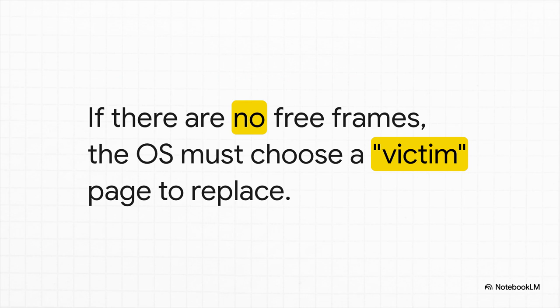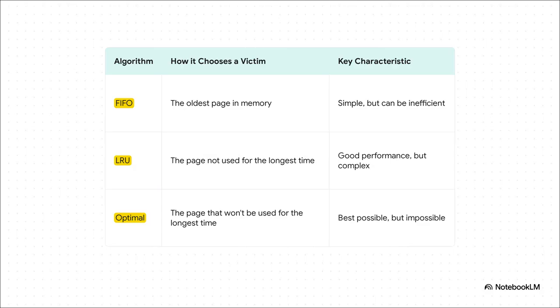But there's a catch. What happens when RAM is already completely full? There are no free frames. Now the OS has to make a tough call. It has to choose a victim, one of the pages currently in memory, to kick out and send back to the disk to make room for the new one. And deciding which page to kick out is where page replacement algorithms come into play.